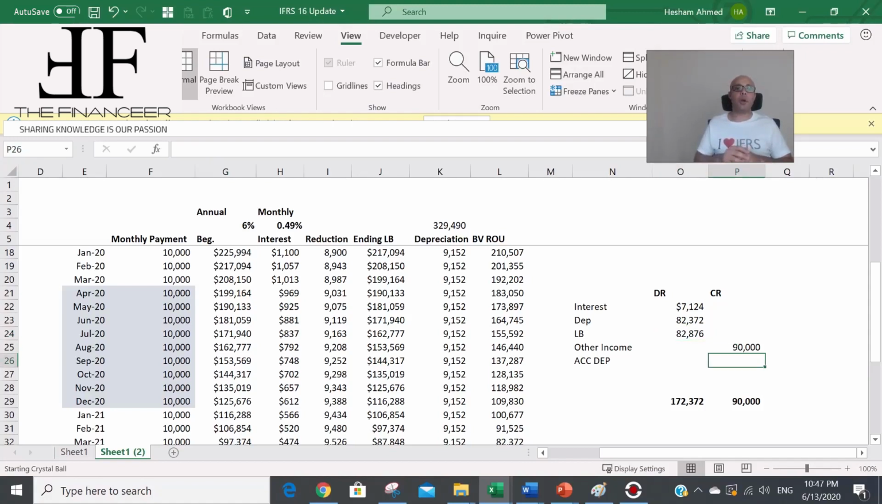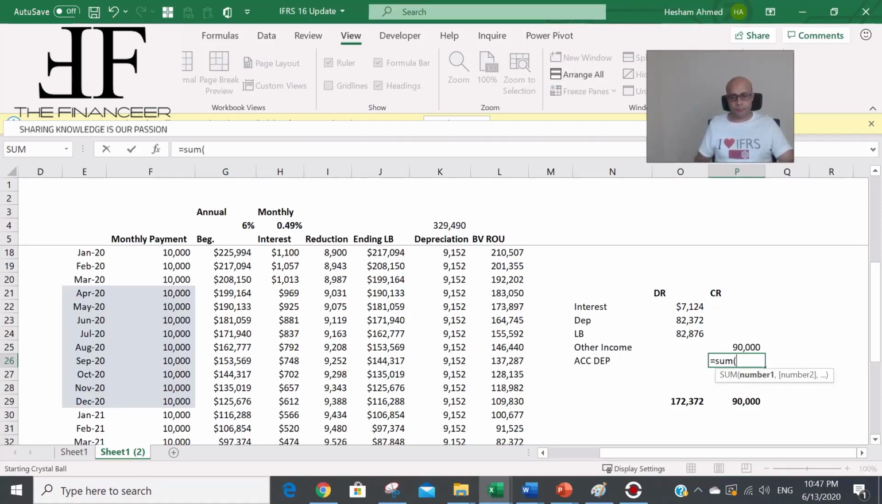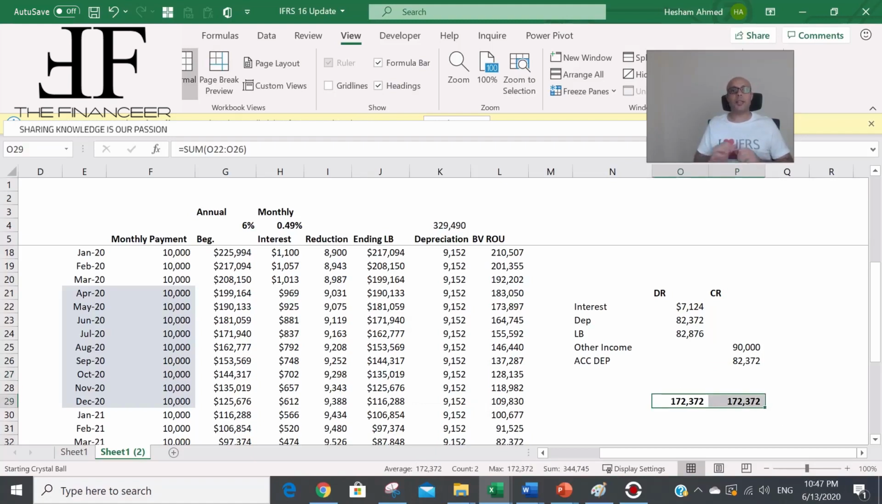And at the same time, you have to reduce your right of use. You can reduce the right of use directly by a credit on the right of use, or you can create an account which is called accumulated depreciation for the right of use, and you have to make it a credit. So I'm going to say this will be the reduction, so this will be the same value of the depreciation, which is here. This will be the reduction in the right of use. So now you recorded the full journal entry and everything is stated.